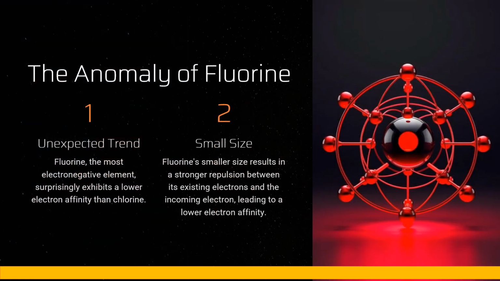Fluorine, despite being the most electronegative element, has a surprisingly lower electron affinity than chlorine. This anomaly is due to fluorine's extremely small atomic size. When an additional electron is added, the compact electron cloud causes strong repulsion between existing electrons and the incoming one, making the process less favorable. This unexpected trend showcases how atomic structure and electron repulsion can influence electron affinity, even overriding general periodic trends.